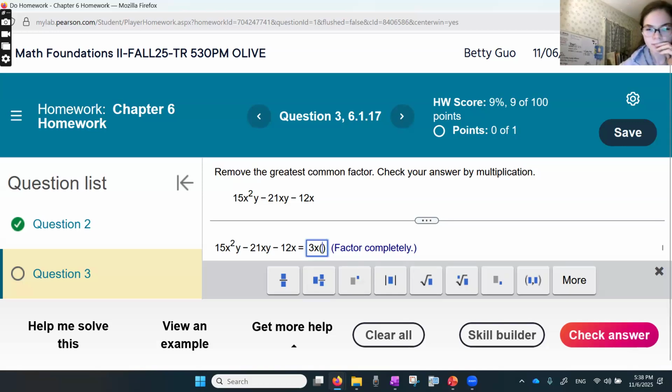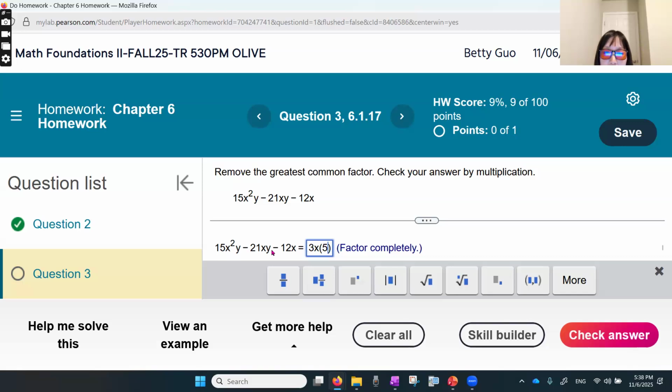Inside the parentheses, from the first term, we factor out a 3 and we factor out an x. So we have a 5 left, 1x left, and 1y. And minus 21 divided by 3 is 7. We have x factored out, we have a y left. And the minus 12 divided by 3 is 4. X is out, so just the 4. You can double check by distributing 3x: 5xy gives 15x squared y, 3x times negative 7y is negative 21xy, 3x times negative 4 is negative 12x. Question?